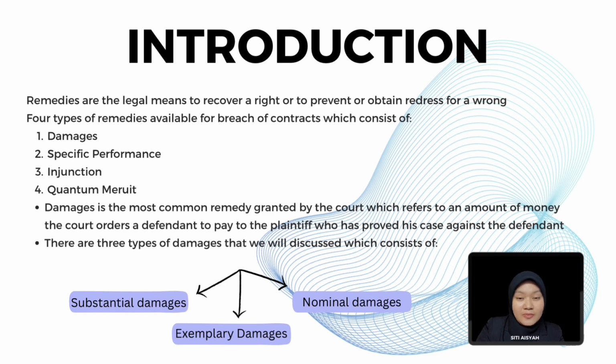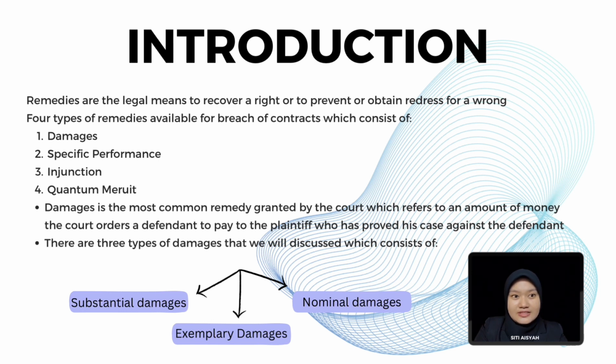Substantial damages or compensatory damages are damages awarded in respect of the actual losses suffered by the claimant. Their purpose is to compensate the claimant for pecuniary and non-pecuniary losses. Meanwhile, nominal damages are granted to the plaintiff when there is a breach of contract by the defendant, but the plaintiff suffers no actual loss or fails to sufficiently prove the loss. Nominal damages usually consist of a small sum of damages.